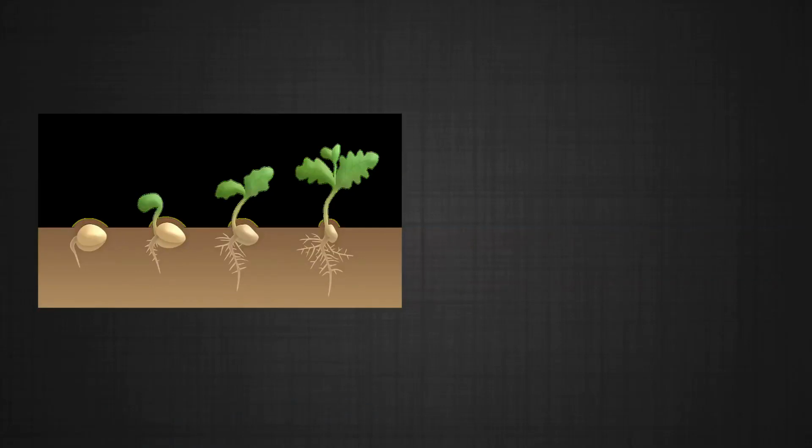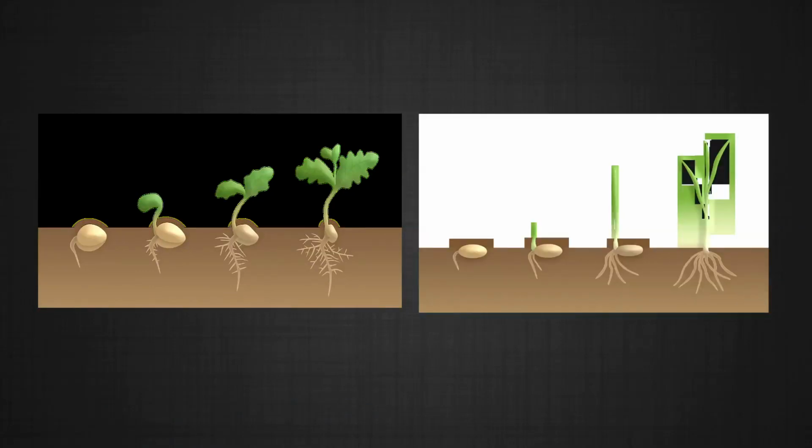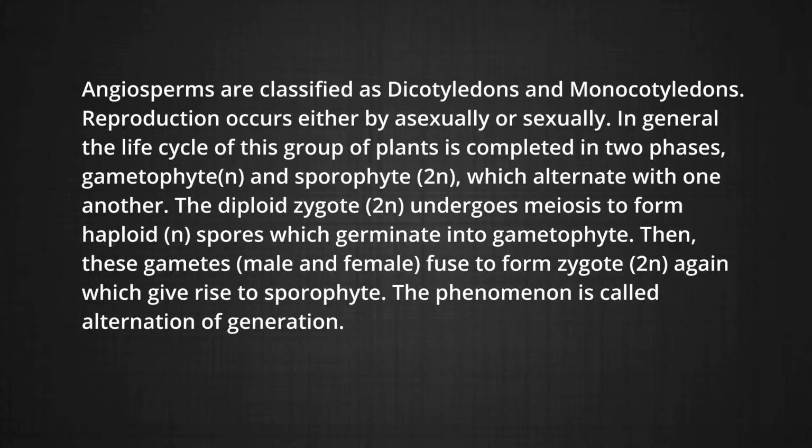Angiosperms are the most evolved, highly specialized, complicated plants with proper vascular tissue and well differentiated body. These are flowering plants which produce both seeds and fruits. Angiosperms are classified as dicot and monocot, meaning dicotyledons and monocotyledons. Reproduction occurs either asexually or sexually.